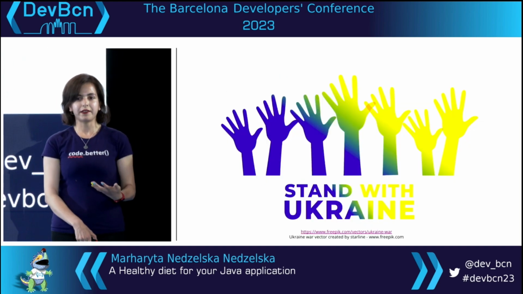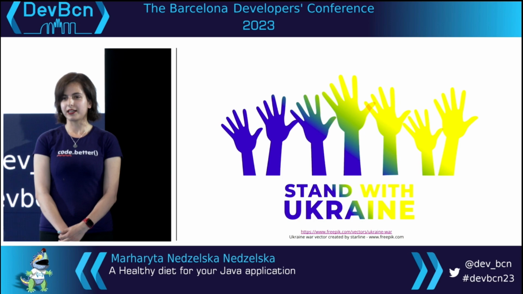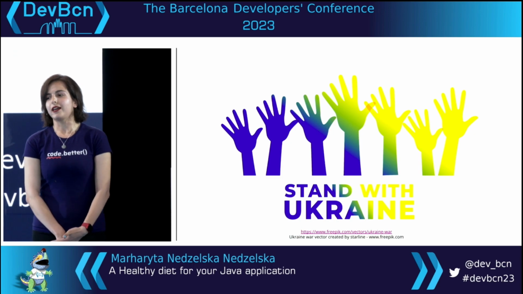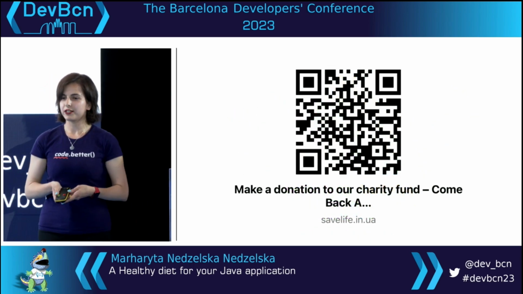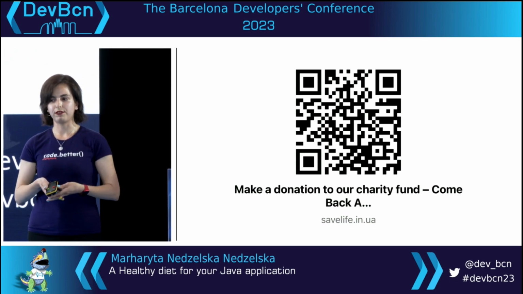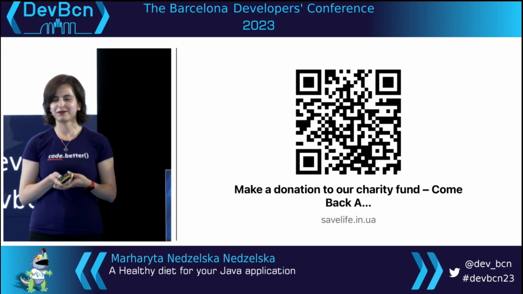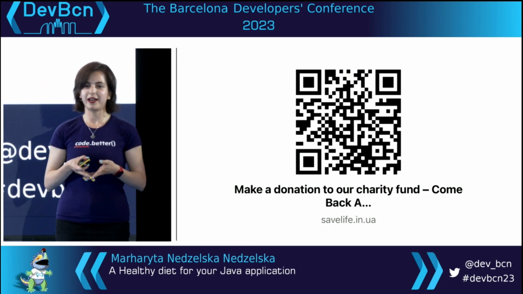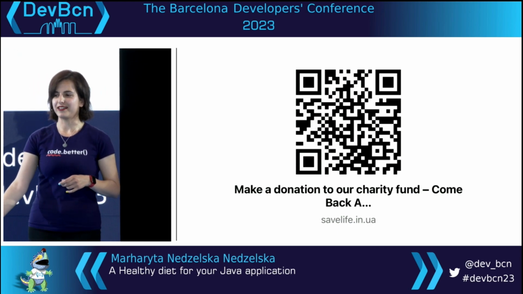There is another important thing you should know about me. I am Ukrainian. I was born and raised in Kyiv, and currently we have big problems with our neighbors. And if you feel like you want to support us to fight for our freedom, you can scan this QR code and make a donation to this charity fund. The most important part of my presentation is over, so now we can relax, and let's continue.